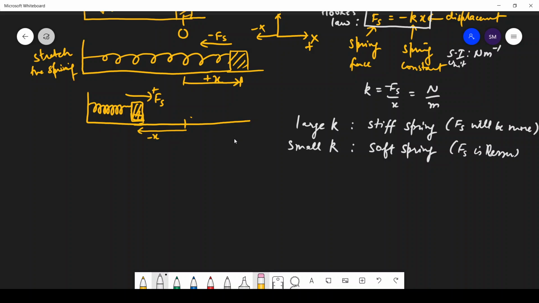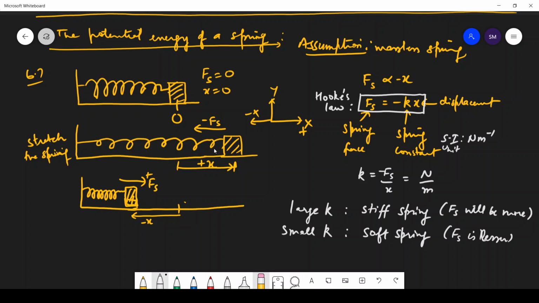So you can see that we have pulled the spring, this block outward. Let this extension be the maximum extension. x is variable, it can be this, it can be this, but this maximum point, this displacement, is xm. Okay.